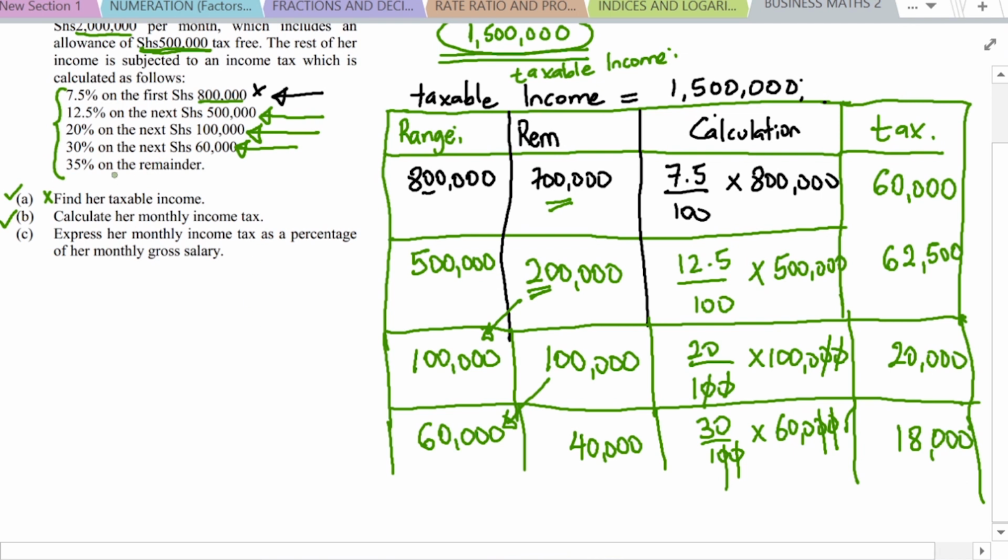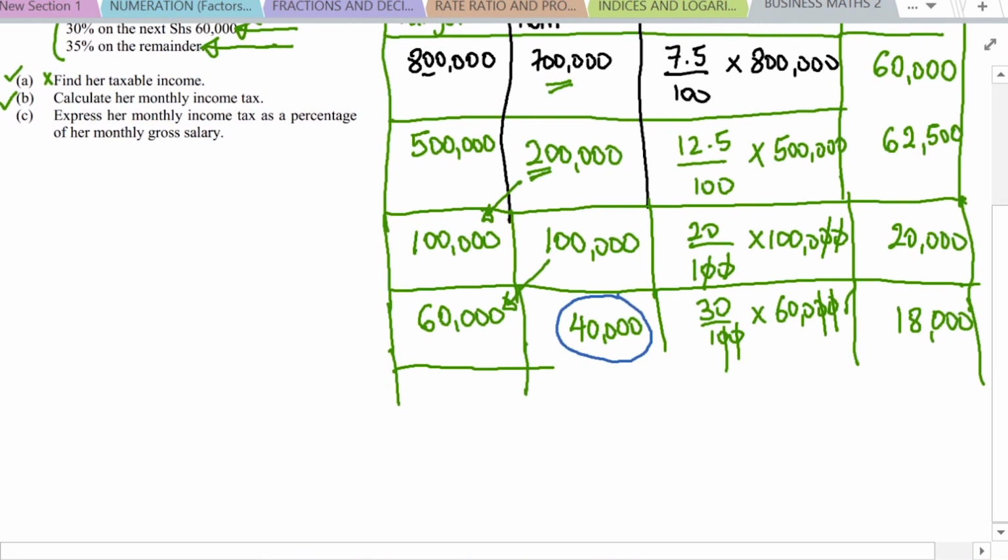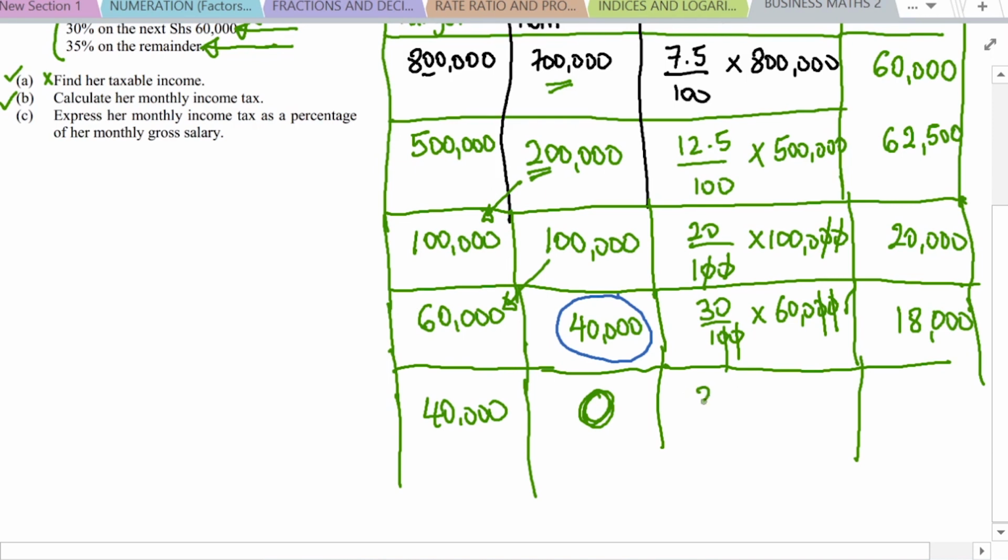Then from there, the question says here that the remainder, 35% is taxed on the remainder. So we shall go ahead and look at the remainder. This is what remains here. The 40,000 is what remains. And that remainder, they're telling us that it is taxed at 35%. So the remainder, which happens to be 40,000, of course, here there's now nothing, 0. The remainder, which is 40,000, is taxed at 35%.